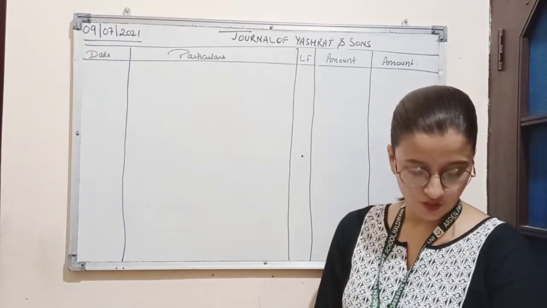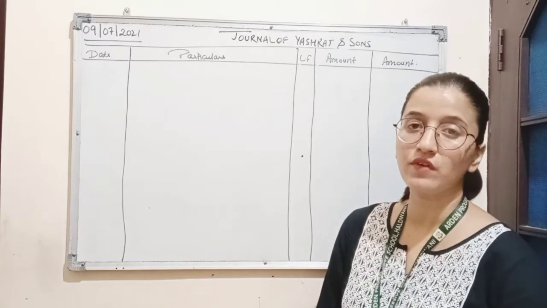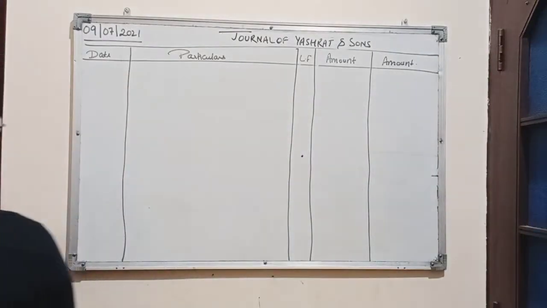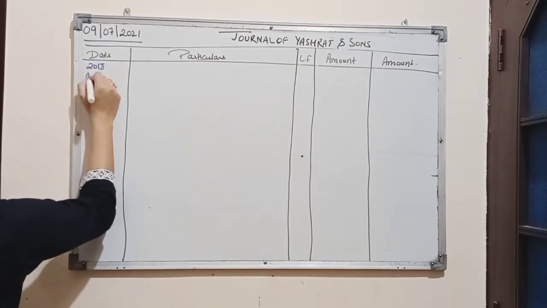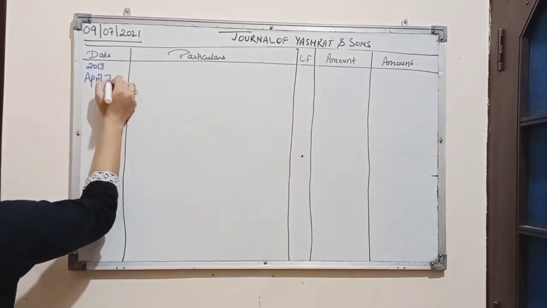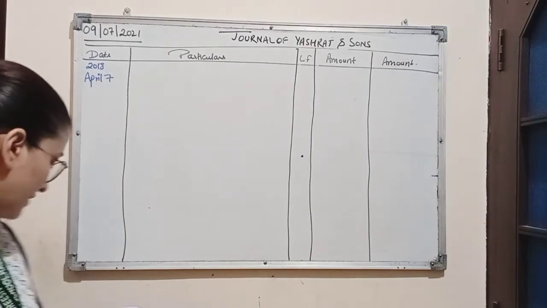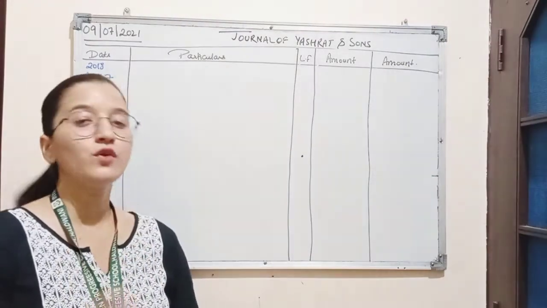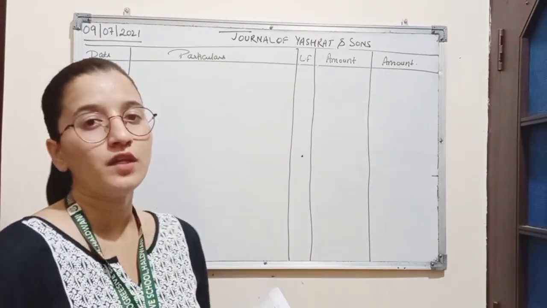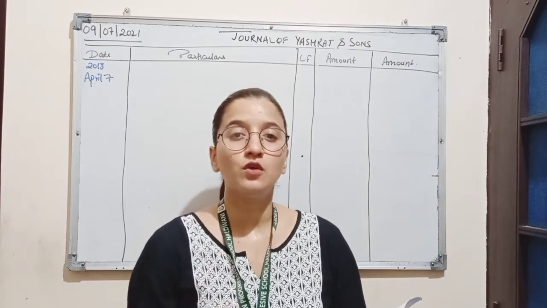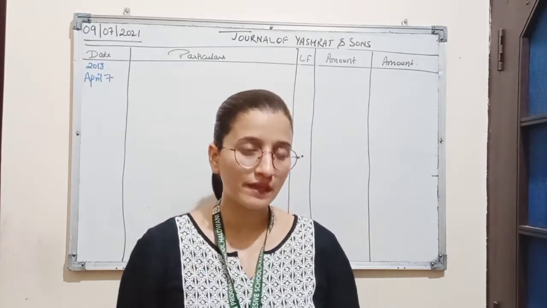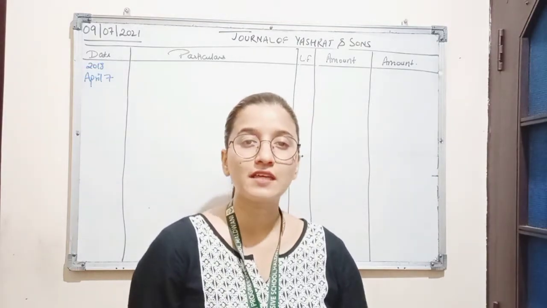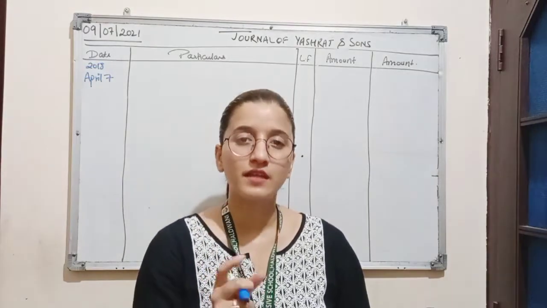First transaction took place on the date 7th April. So here we will write the date. Year is 2018 and date is April 7. So first transaction is sold goods for cash. Now here in this transaction, goods have been sold for cash. So two items are affected here. First is sales and second is cash.